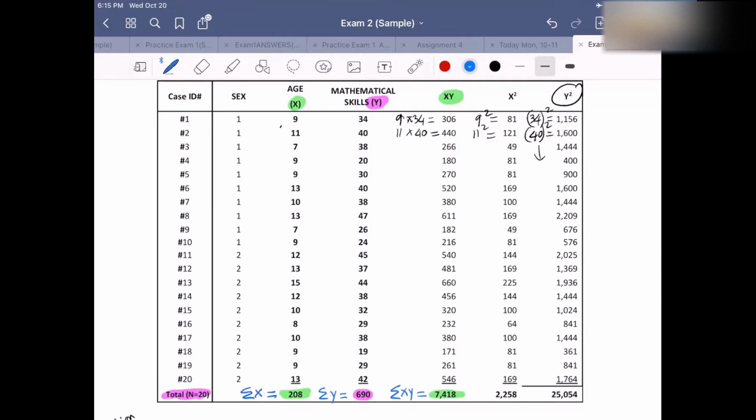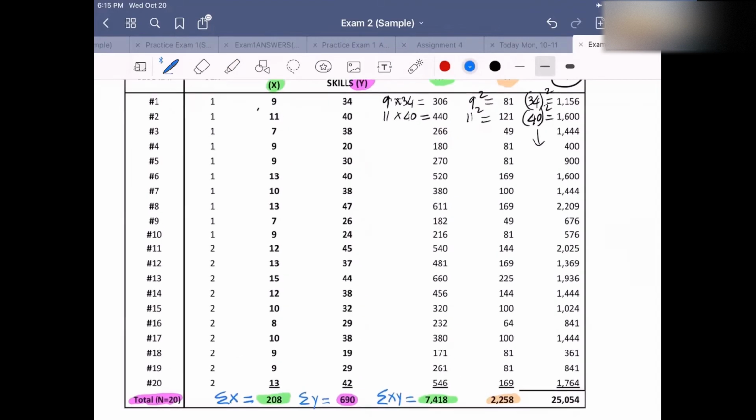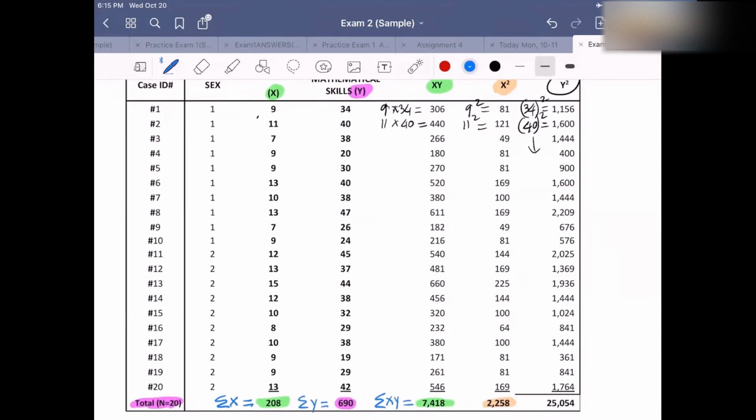Next, if you look at the X squared here, and you look at the bottom here, it's a sum of all the X squared, or all the squares. So that means that if you add all the squares together, then this is the sum of the X squared, the sum of the x squared.